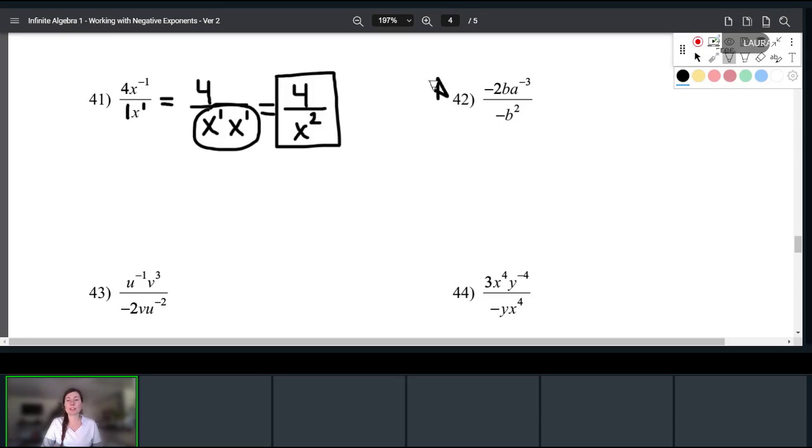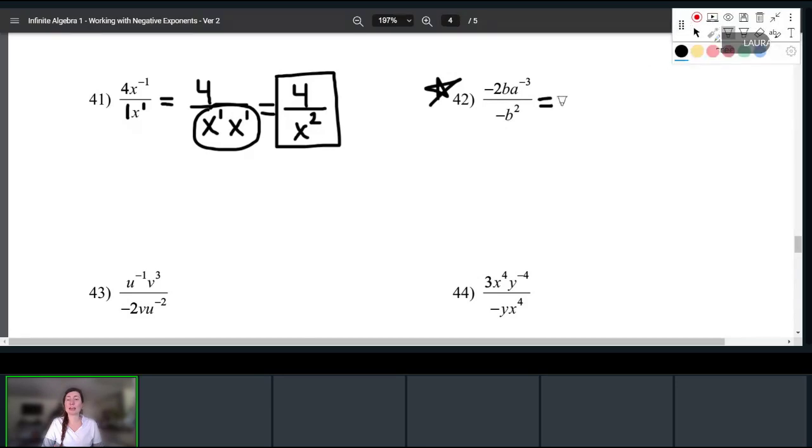Take a look at number 42. We can see here that we have a negative divided by a negative. That means our answer is going to be positive. So I'm just going to not write those negative signs here in this next line. Then we have a 2 in the numerator. That's just going to stay a 2. It can't simplify with any other number there.